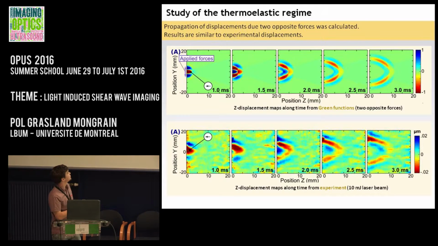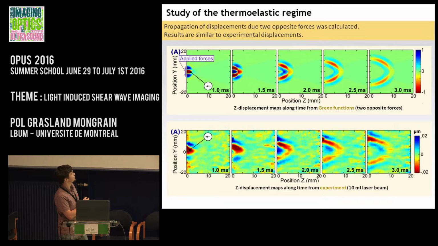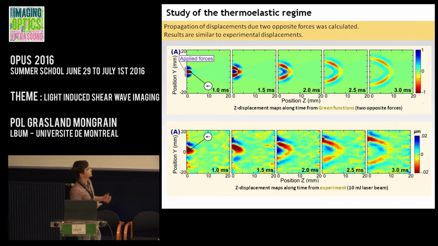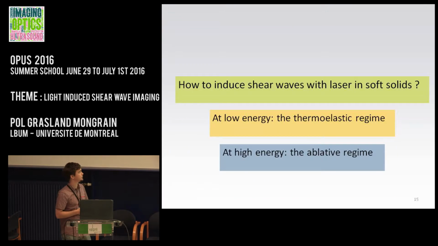So this allows to calculate the displacement along space and time, and this is given here. And what is really interesting is that we find the initial displacement, which is directed outside of the medium, as we have seen experimentally here. And we also see the three half cycles, so the blue, red, and blue cycle that we can see here. So that was the physical description of the thermoelastic regime.